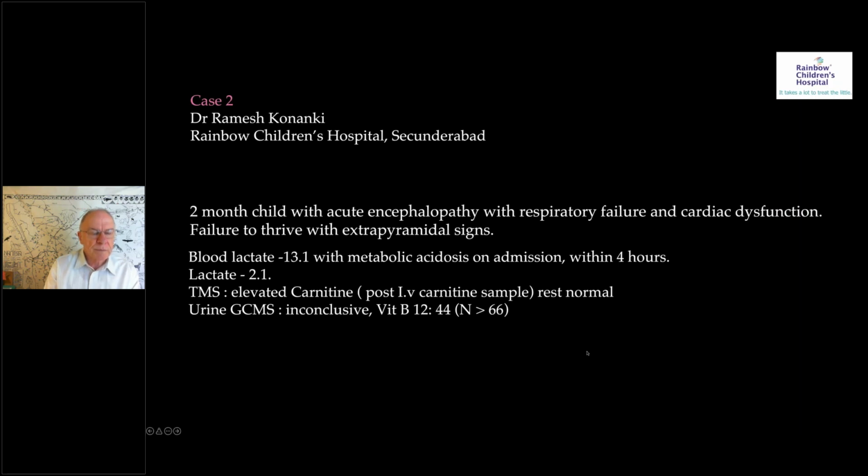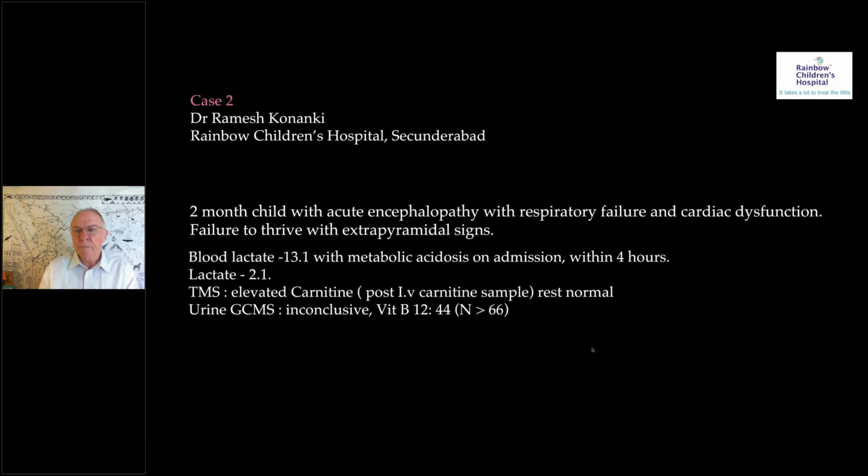So this was a 2-month-old child presented with acute encephalopathy and respiratory failure and had cardiac dysfunction. Child also had failure to thrive with extrapyramidal signs. The blood lactate was elevated at 13.1 with metabolic acidosis on admission. Within 4 hours, the repeat lactate was done, which came out to be 2.1. I'm not sure if someone can confirm if it was CSF or blood lactate.